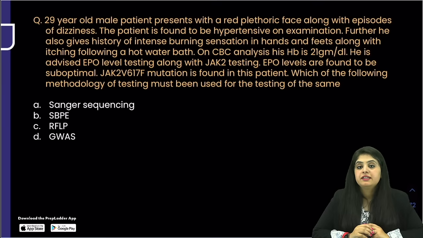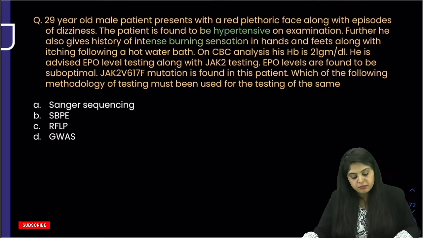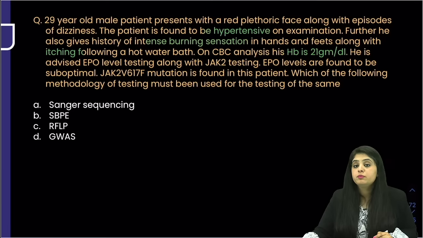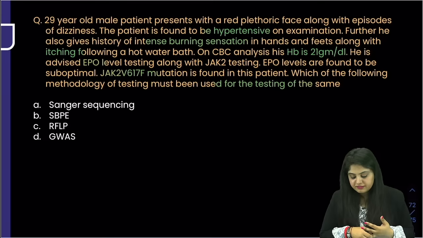There's a 29-year-old male patient presenting with a red plethoric face along with episodes of dizziness. The patient is found to be hypertensive on examination, with intense burning sensation in hands and feet, and itching following a hot water bath. CBC shows hemoglobin is 21 grams. He is advised EPO testing, JAK2 testing. JAK2 mutation is found. What is the diagnosis? Yes, what is your answer? Answers have stopped coming. Okay, now they are coming.